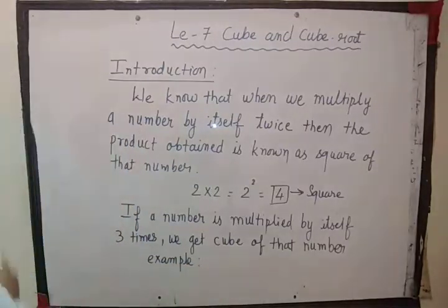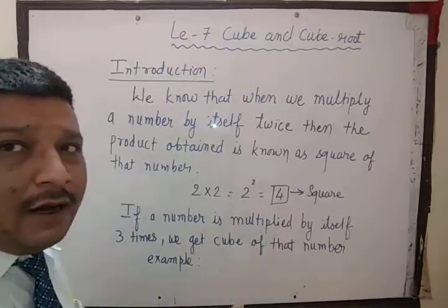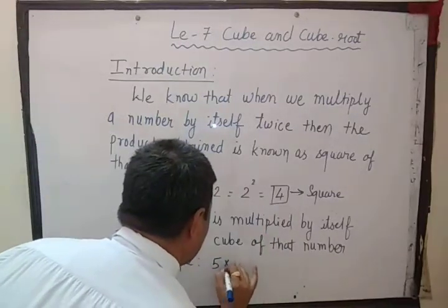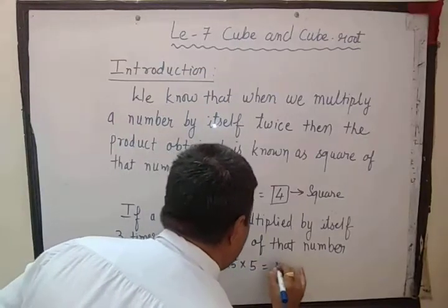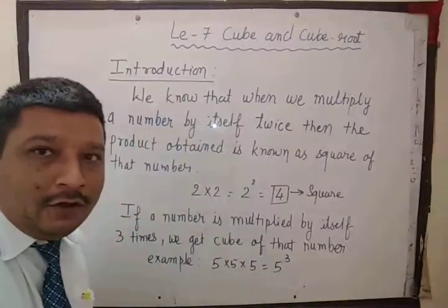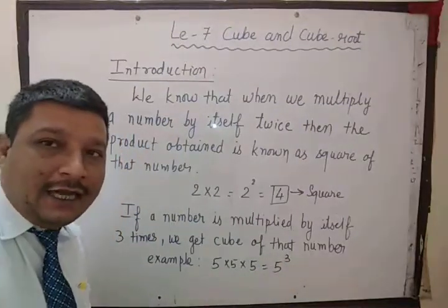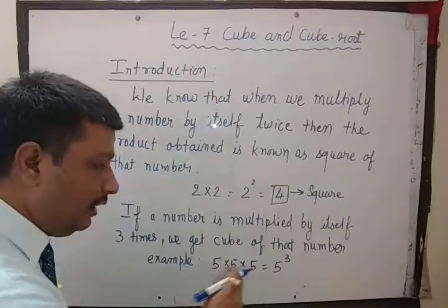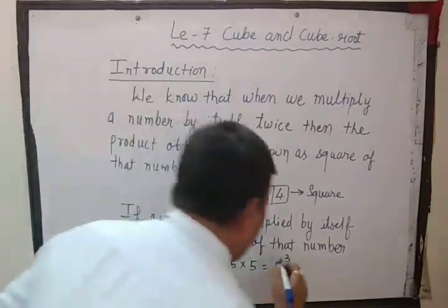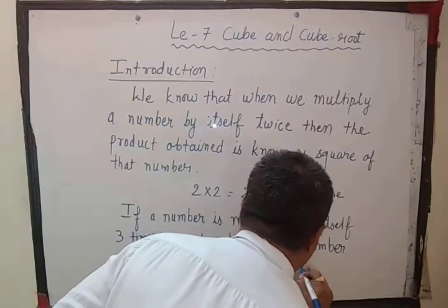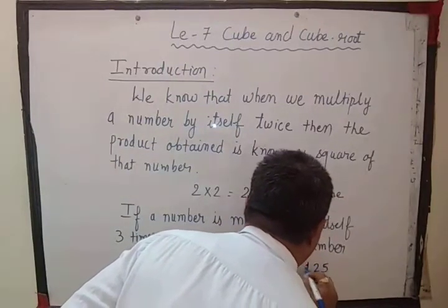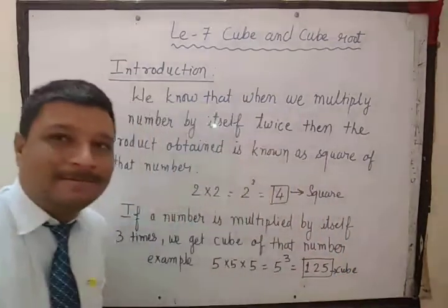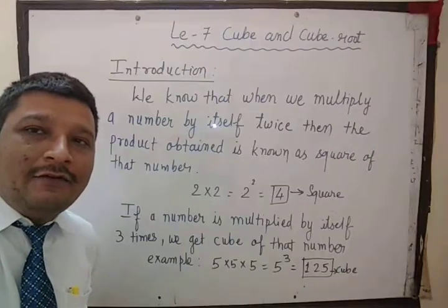Example: suppose that number is 5. So 5 into 5 into 5, we will get 5 raised to the power 3. If 3 is the power, then it is known as cube. If the power is 2, we used to say 5 square. Now here it is power 3, so 5 cube, and that will be 125. So this is the cube of 5. Clear till here, everyone?